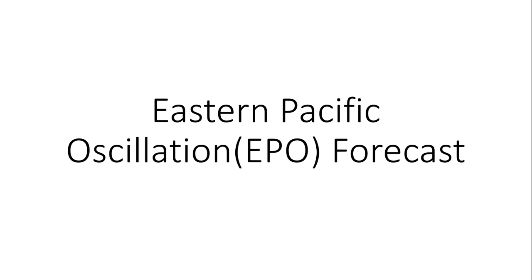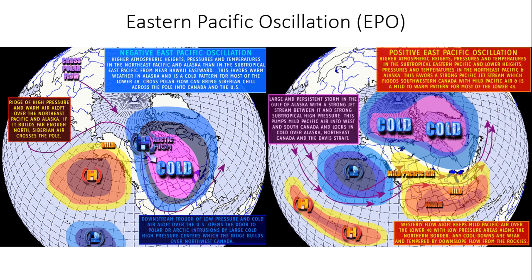Here is the EPO, Eastern Pacific Oscillation, forecast. The graphic on the left shows a negative EPO. The graphic on the right shows a positive EPO. Now keep in mind, what happens in the Pacific has a huge bearing on the weather here. You wouldn't think so. You think, well, that's way far away from us here in the eastern U.S. That's not really going to have a major impact on us, but it actually does. And the EPO is one example of that.